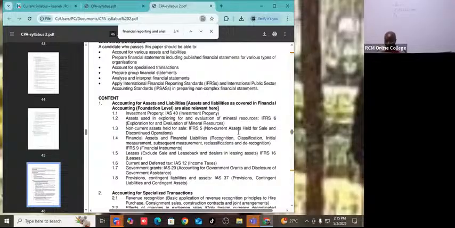So if you are a supermarket and one of our branches is not doing very well, we say, hey, we are discontinuing. Then how shall we account for that using IFRS 5? From there, we have 1.4, financial assets and financial liabilities: recognition, classification, initial measurement, subsequent measurement, reclassifications, and how we remove them from the financial statements.